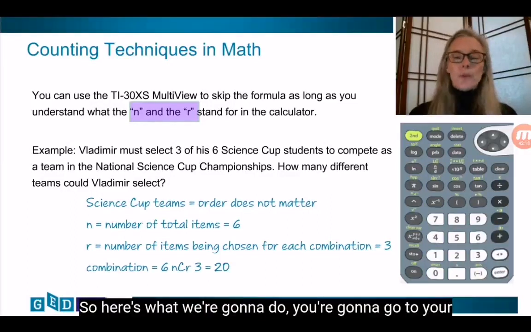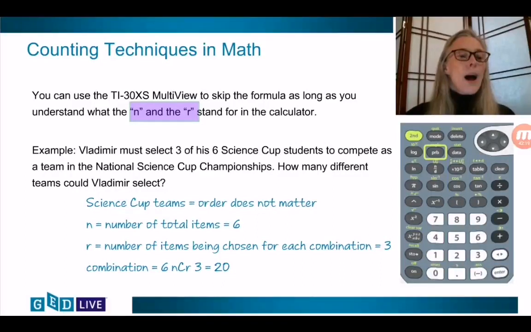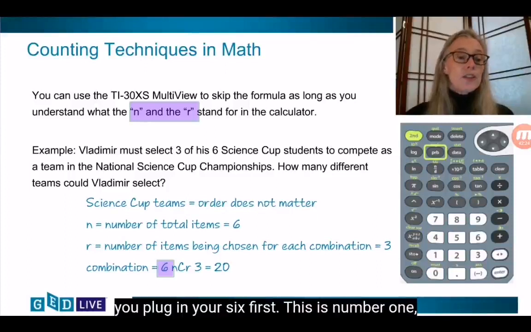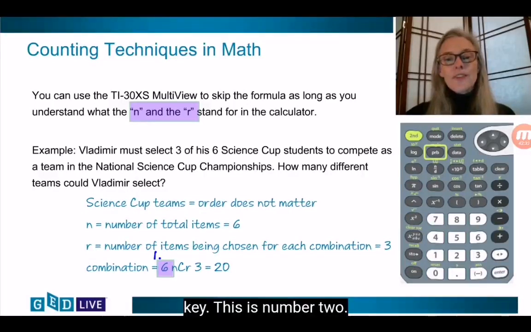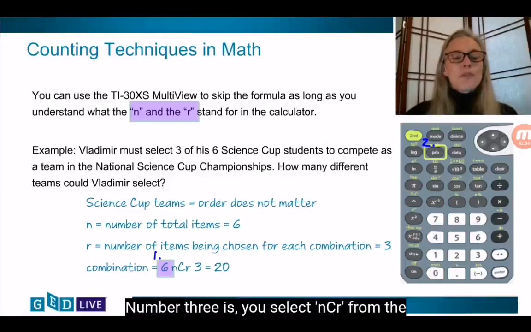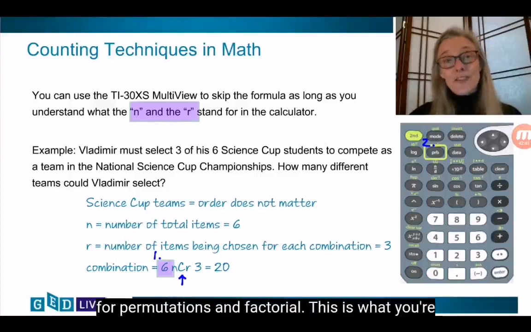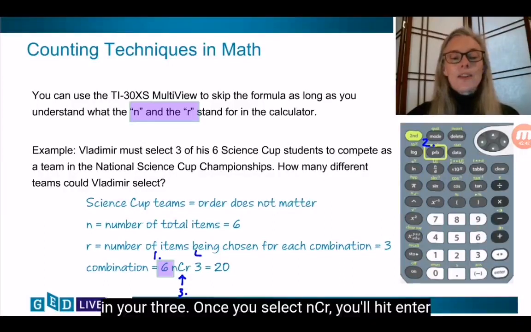So here's what we're going to do. You're going to go to your calculator, and you're going to first pop in your 6. Right? This is the first thing. You plug in your 6 first. This is number 1. Then you come over here to the probability key. This is number 2. Number 3 is you select NCR from the list. Your list will include NCR and PR for permutations and factorial. This is what you're going to do third. Just pick NCR, and then fourth, put in your 3.